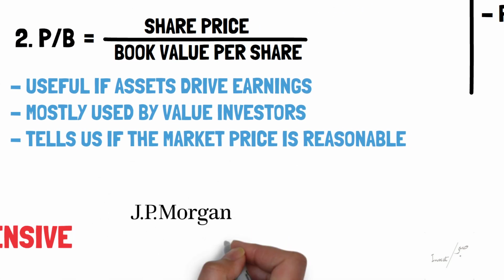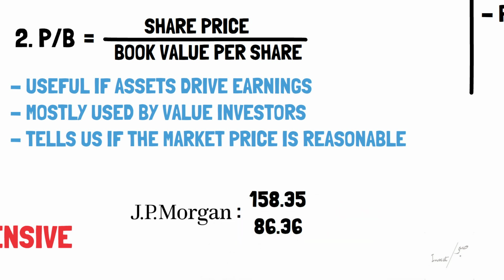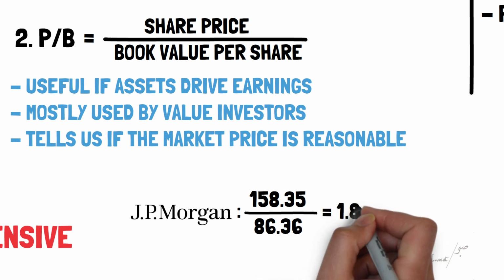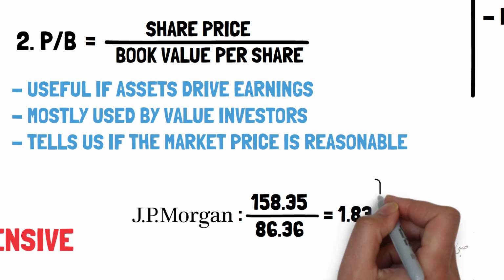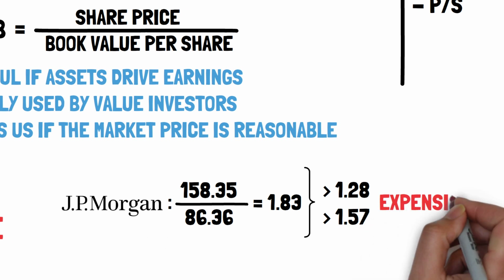If we look at the case of JP Morgan, the stock price is 158.35 and we divide it by book value per share, we get a price to book value of 1.83. Comparing it to the price to book value of its peers and the 5-year average book value, we can say that JP Morgan is expensive on a price to book basis.